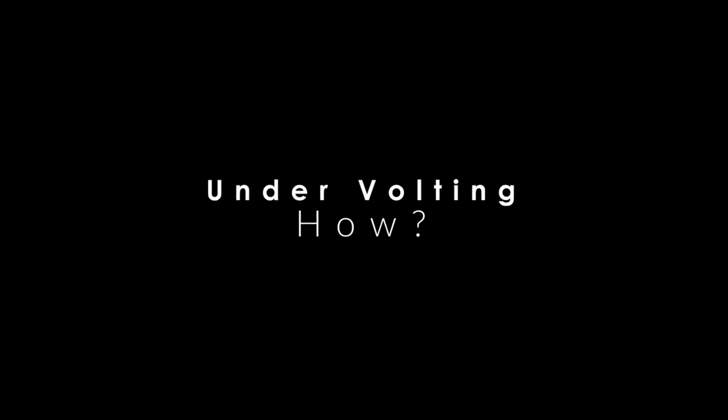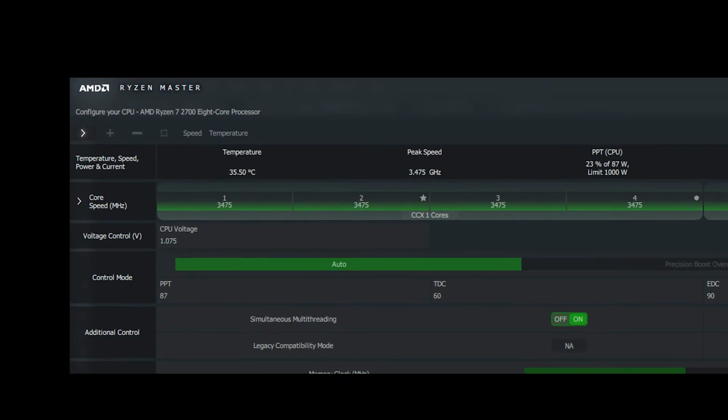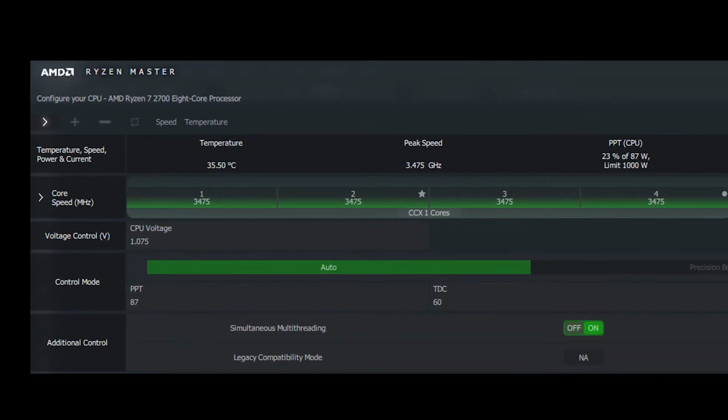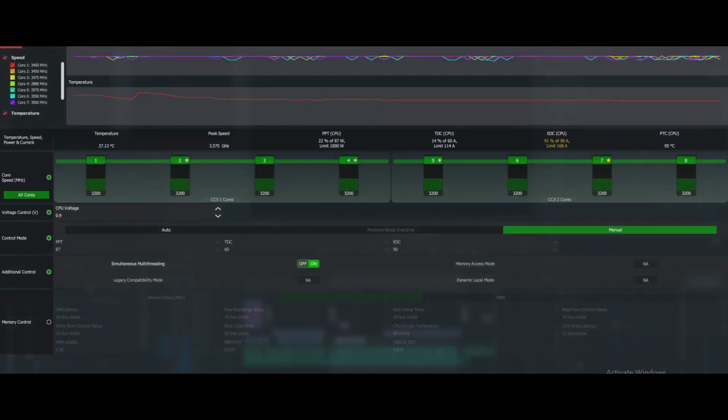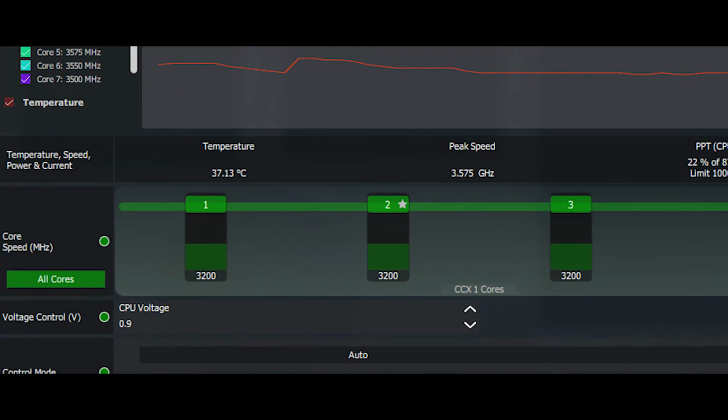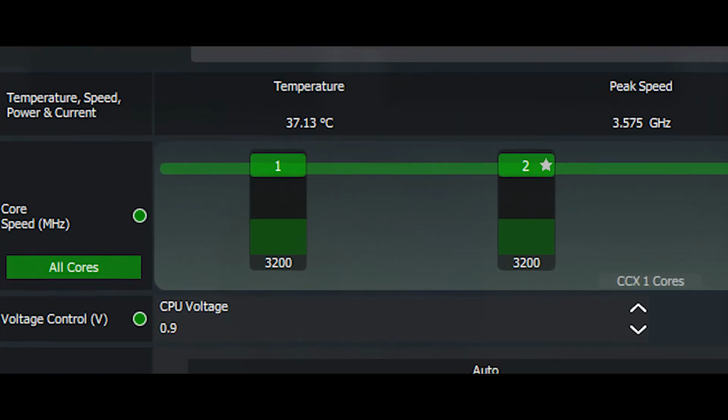How to undervolt the CPU? For Ryzen, use AMD Ryzen Master software. You can download it from the AMD website. Once the Ryzen Master software is on, follow the below steps. 1. Find the base clock of your processor and set it to the base clock.